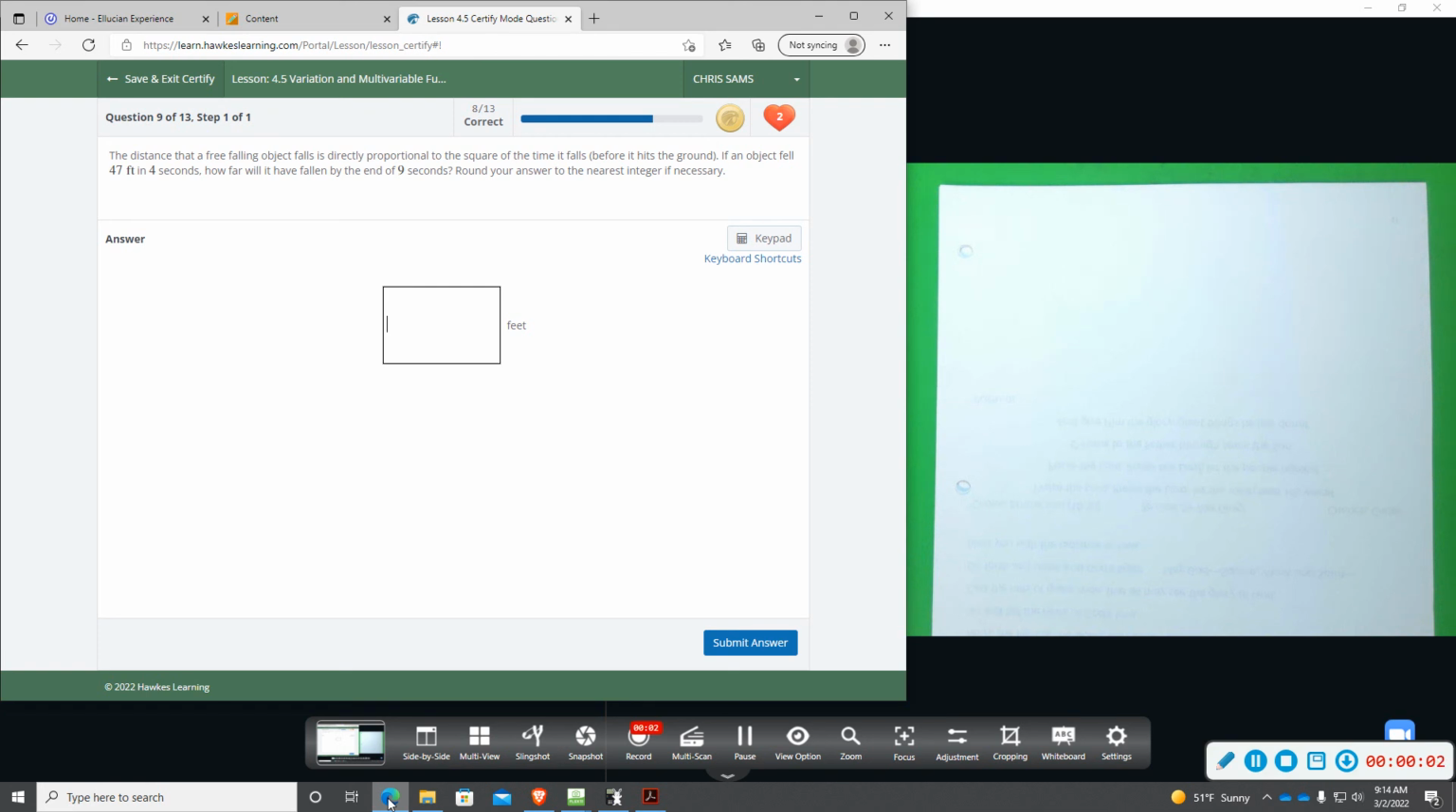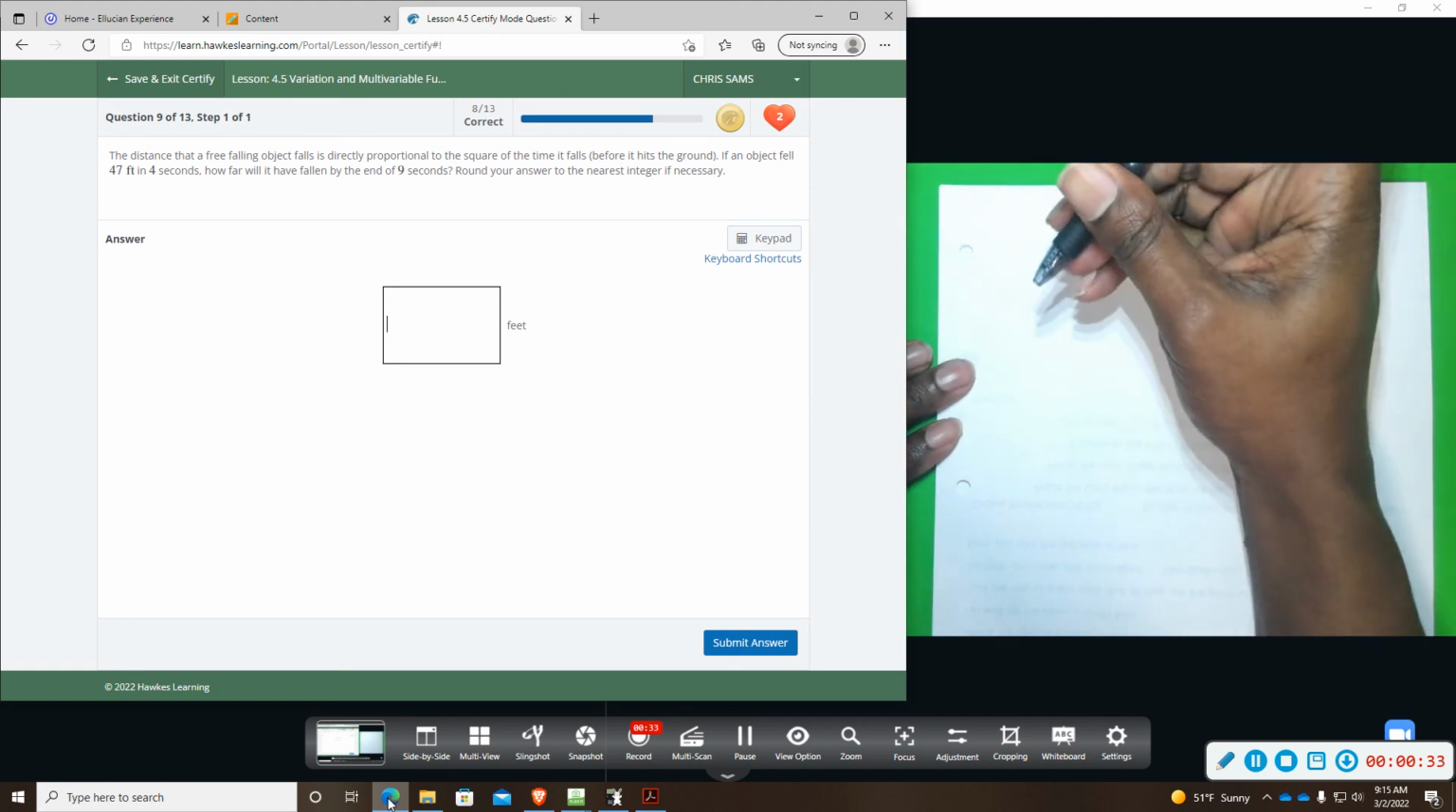Number 9, have an application problem. The distance that a free-falling object falls is directly proportional. So we're going to say the distance, because that's what they give us. Whatever words they use, that's what you want to use to denote your variable. So the distance is what we're given, that the free-falling object falls is directly proportional to the square of the time it falls before it hits the ground.